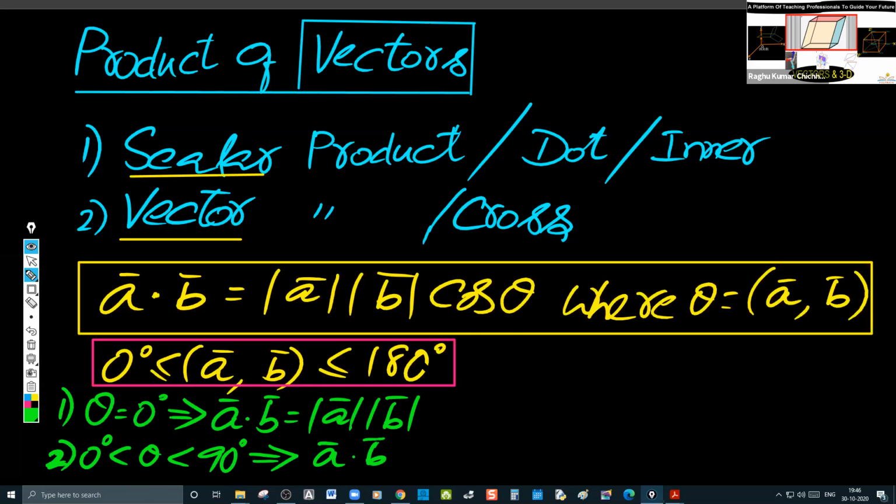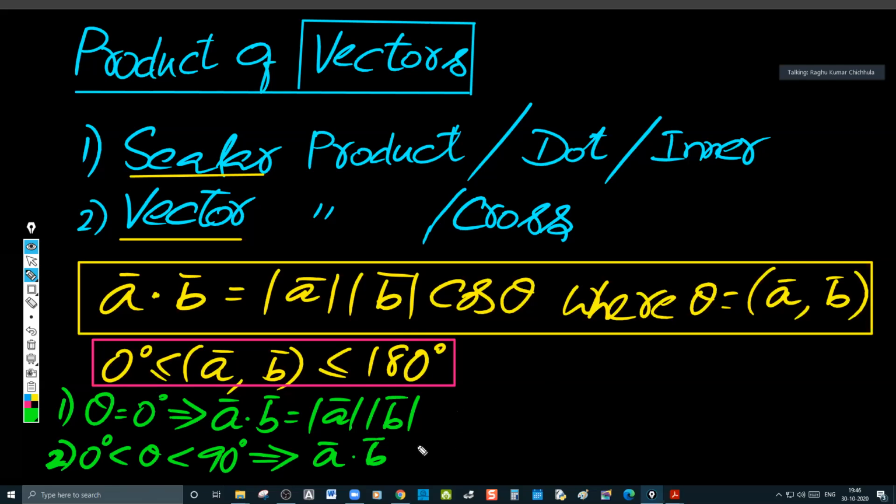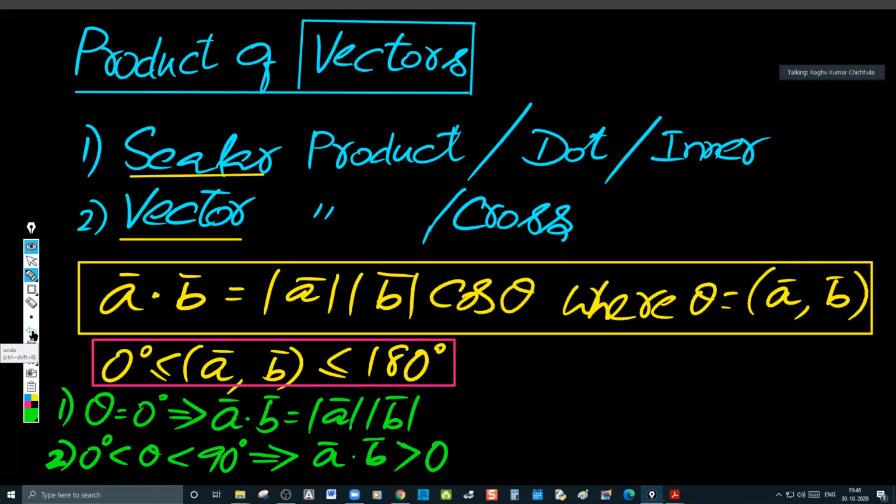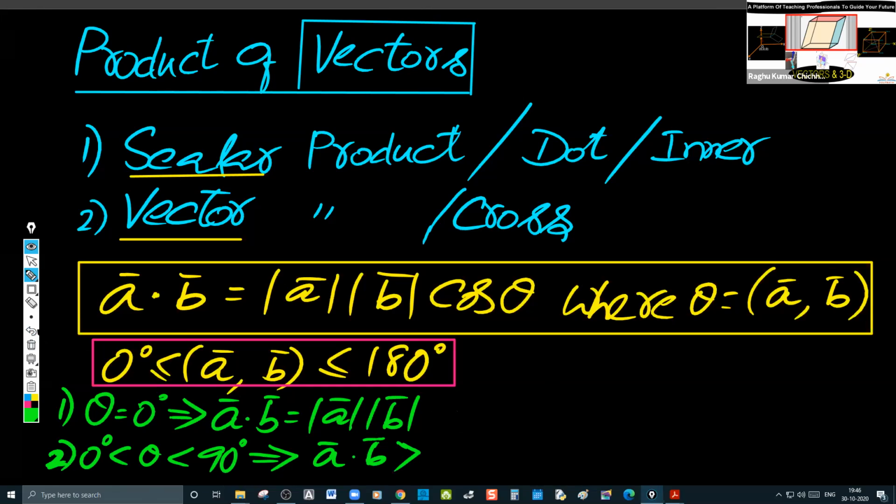Theta is in the first quadrant, then what will be cos theta? Positive. Then in that case, what happens to A dot B? It is obviously greater than 0. If theta is in the first quadrant or theta is an acute angle, the dot product is obviously positive. So if you get the dot product to be positive, then you can confirmably say that the angle is an acute angle.